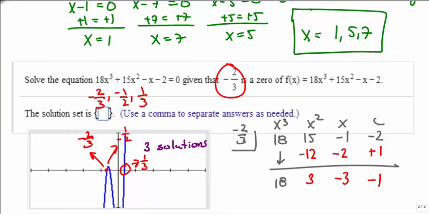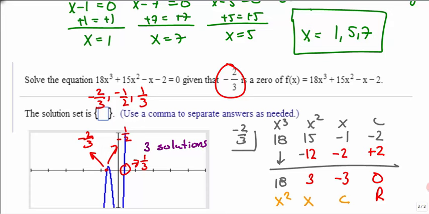Oh, wait, I should have a remainder of 0 here, shouldn't I? Because I knew this was a root. So let's check this ending part here again. I think I made a mistake. So negative 2/3 times a negative 3 is going to be a positive, because a negative times a negative is a positive. 2/3 of 3 is going to be a positive 2. Negative 2 plus 2 is 0. So the remainder is 0. Now, decreasing powers: x cubed goes to x squared, x, and the constant in my remainder.